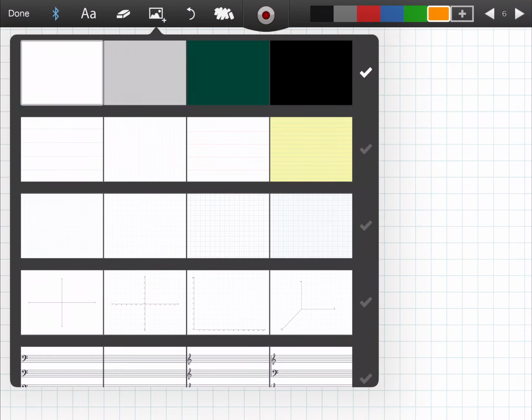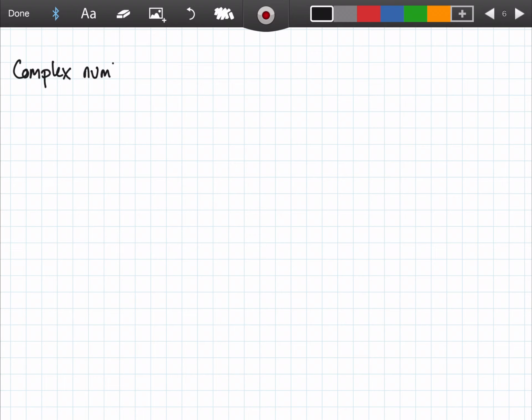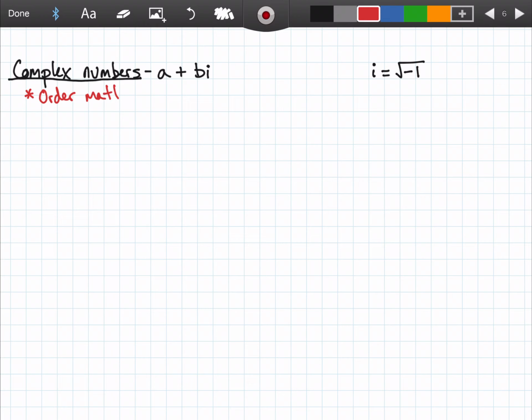Okay, last reminder for you. Complex numbers. In the format of a plus bi. I? What was that? Oh, you remember. The square root of -1, of course, because it's imaginary. Negative numbers don't have square roots. And please, for the love, order matters here, people. It has to be real, then imaginary.